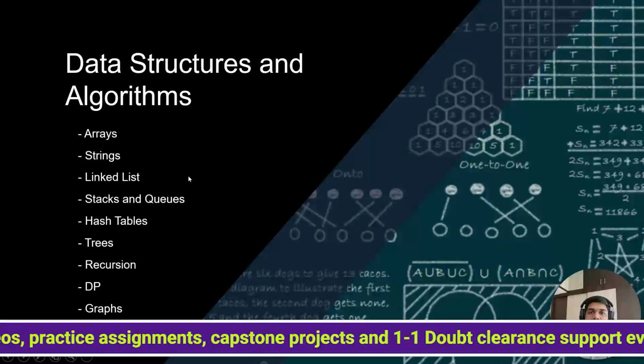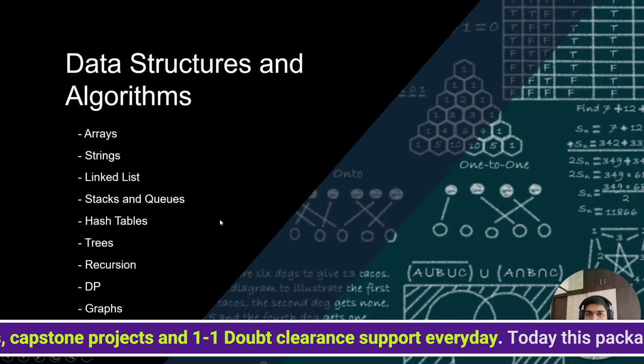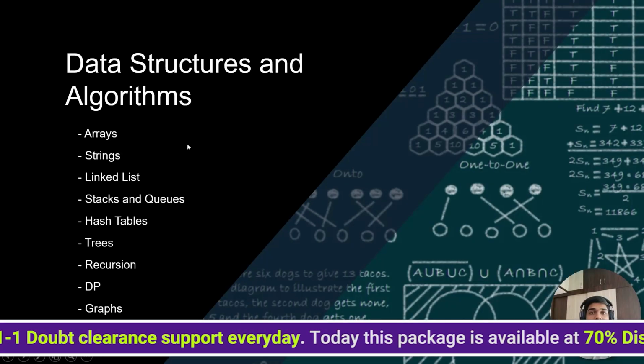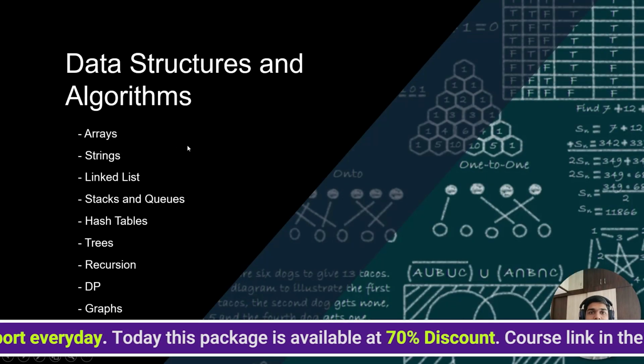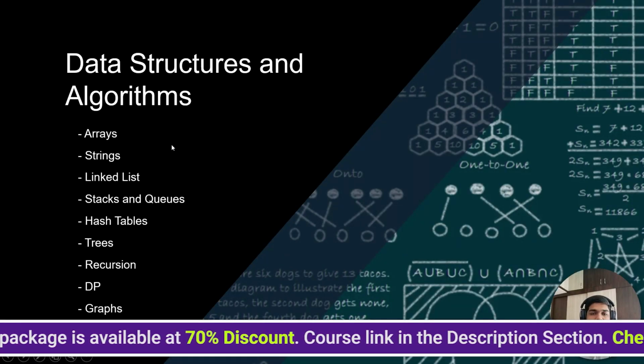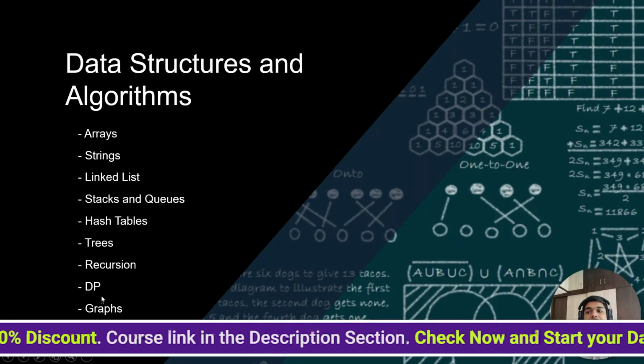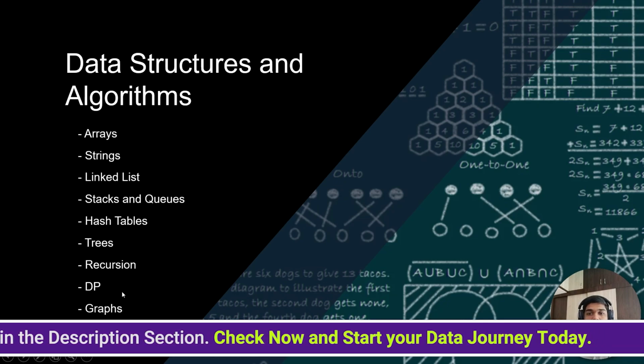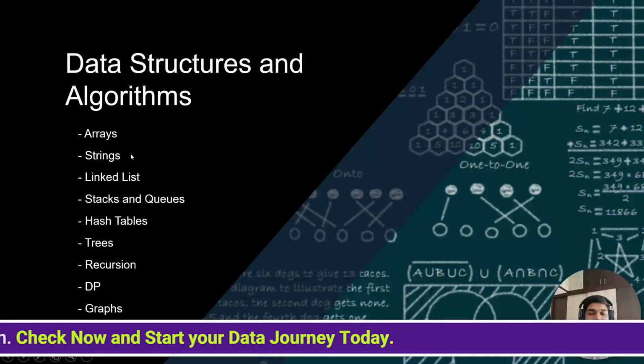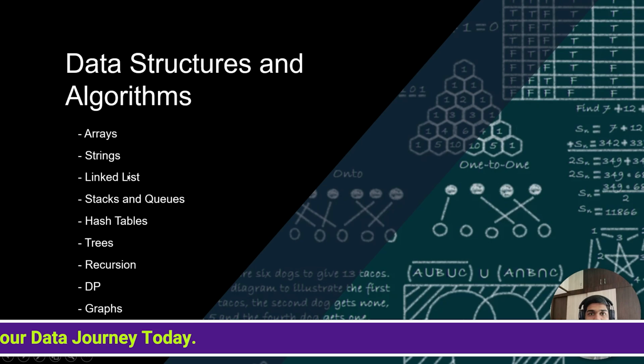So some companies might ask till stacks and queues itself, and some big companies like Meta, Netflix, and we have Amazon, Microsoft, Google. So they might go up to recursion, DP, graphs. So you should be familiar with each and every topic. It is suggestible that you are getting familiar with all the topics, right?